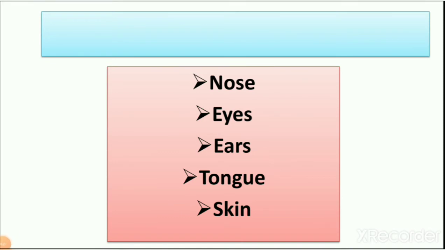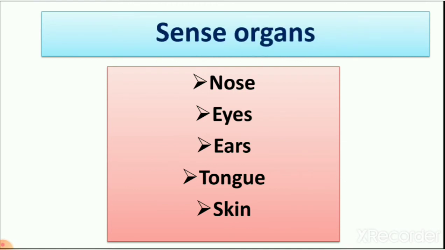So these body parts are known as sense organs. And what are sense organs? Parts of the body which help us to feel the world around us. You understand this, what are sense organs? Parts of the body which help us to feel the world around us. And which are they? Nose, eyes, ears, tongue and skin, right? So all these things we learn in this lesson, right?